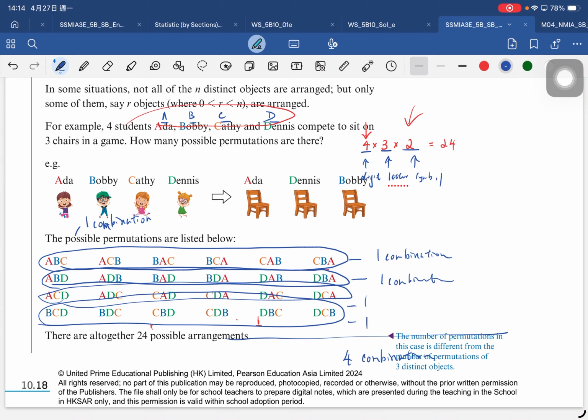Okay, how about the second one? 2 of the members are not nominated.